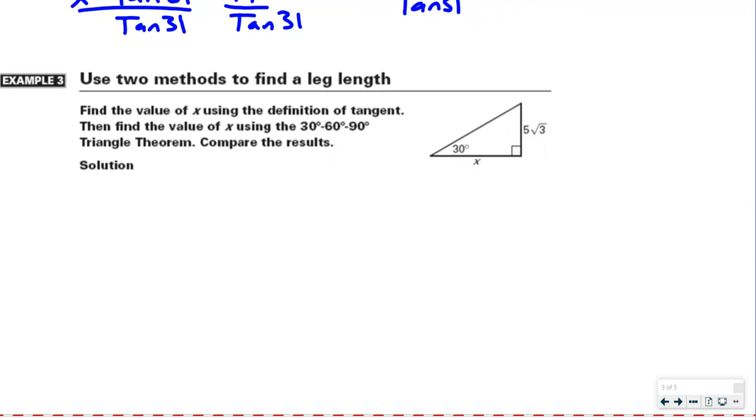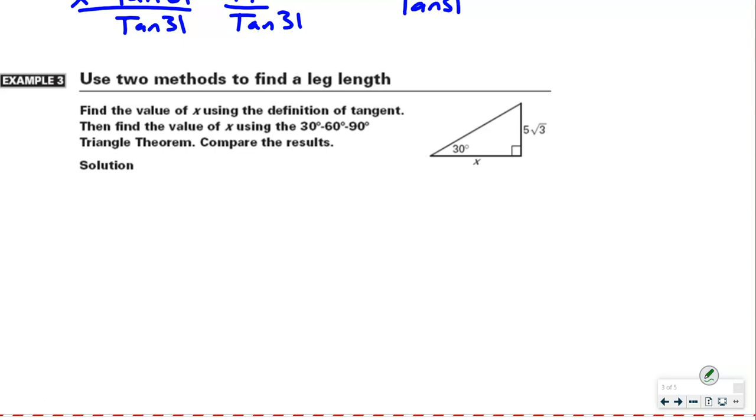All right, use two methods to find a leg length. So we need to find the value of x using the definition of tangent, opposite over adjacent, and then find the value of x using the 30, 60, 90 triangle theorem and compare our results. So here we have an angle of 30 degrees, and it's a right triangle, so we know it's a 30, 60, 90 triangle.